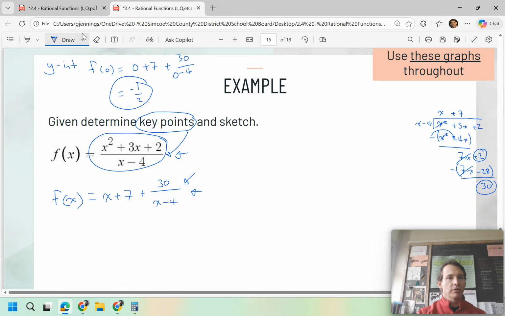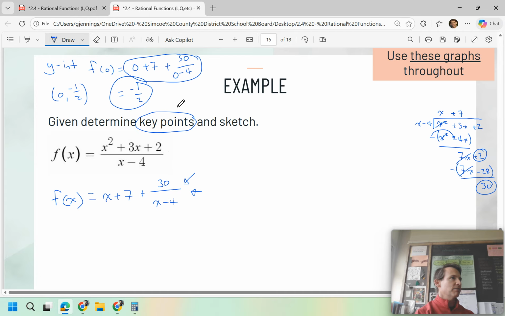Okay, there we go. I have my y-intercept. It is at 0, minus 1/2. And you'll find if you evaluate this, that is true. 30 divided by minus 4 is the same thing as 7 and 1/2, but it's negative. So 7 minus 7 and 1/2 is minus 1/2. It was easier the other way. Now, what if I want to find an x-intercept? What do I do?